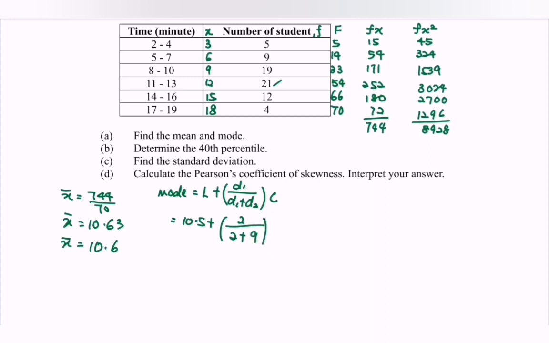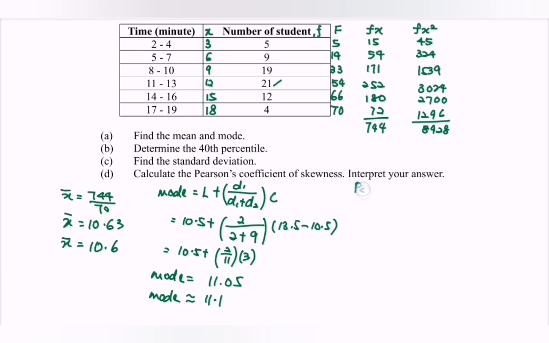Then multiply with the class size. So here we have 13.5 minus 10.5. So we have 10.5 plus bracket, 2 over 11 multiplied by 3. So the mode will be equal to 11.05. Rounding up to 3 significant figures, we have 11.1.